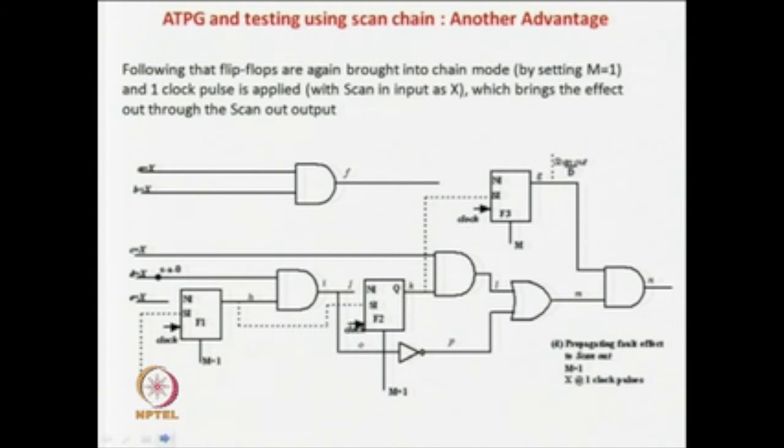Now, there is a fourth step. So, two more steps we have added. In the fourth step, you put some x in the scan in, do not bother, and apply some clock pulses. So, this fault effect gets out through your scan output. So, two more steps, see what I have done.